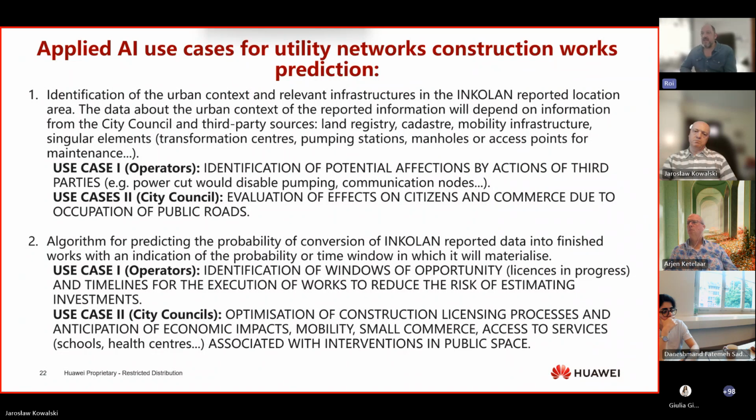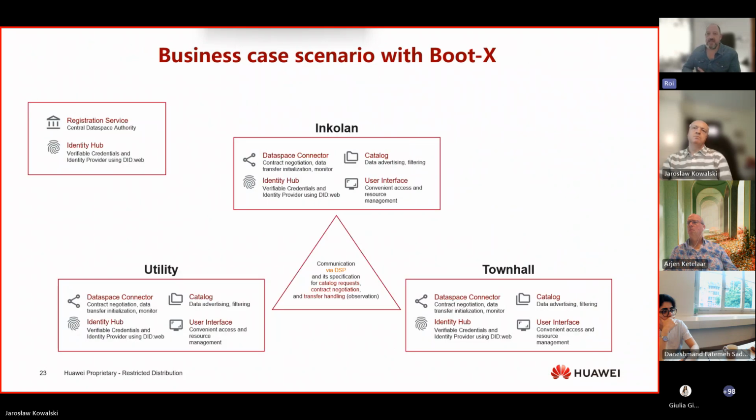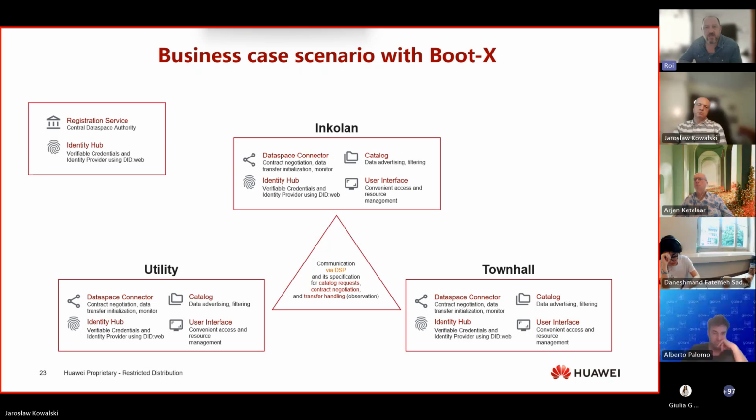On the next slide, for this pilot, you can see the three actors: Incolan, the utility, and a town hall, and the deployment of the different components of the data space for each of them. Each of them will have the Dataspace connector, the identity hub, the catalog, and the user interface, and of course the communication between each of them will be done through the Dataspace protocol.